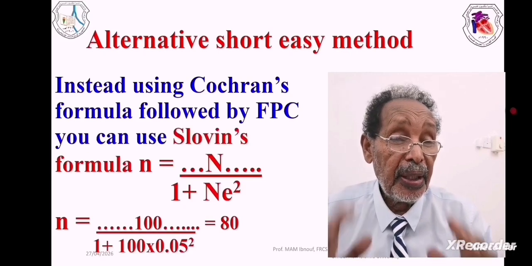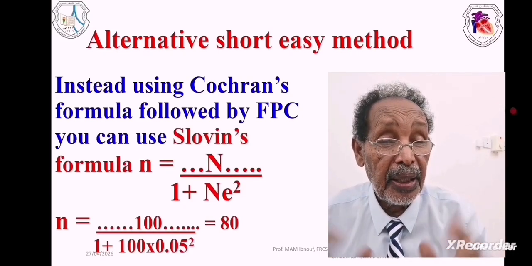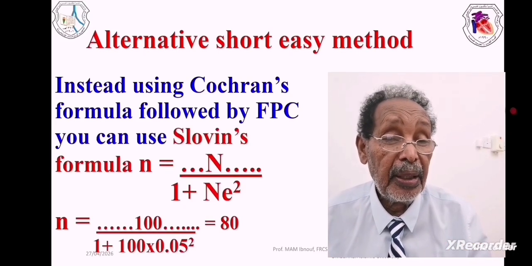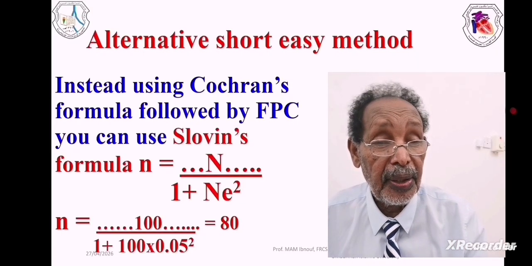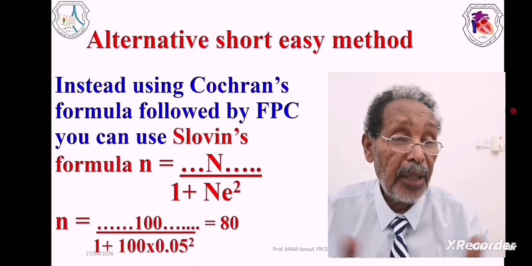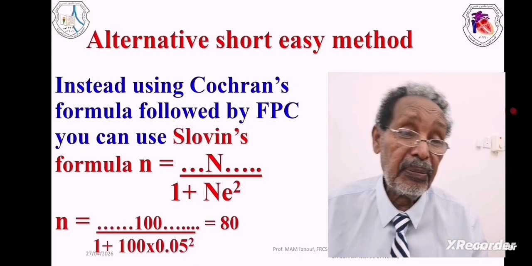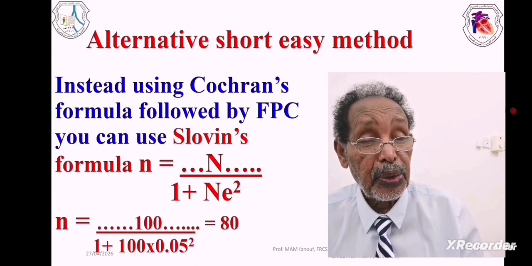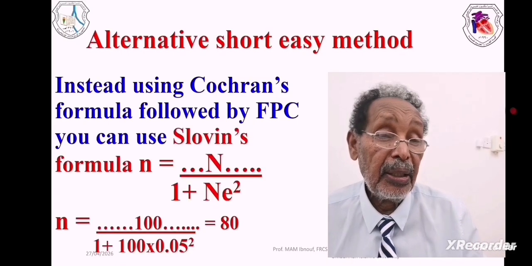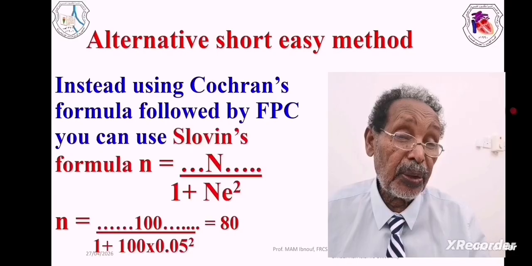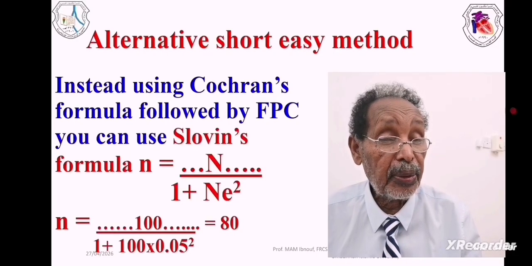Then you calculate this number, N, capital N, divided by 1 plus the same number, capital N, multiplied by the margin of error square. And you can decide for yourself the margin of error you would like to use. Commonly it is 0.5, it is 5%. It can be 0.4 if you would like, 0.3 or 0.2.